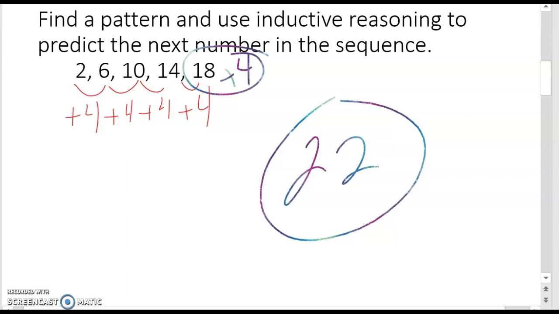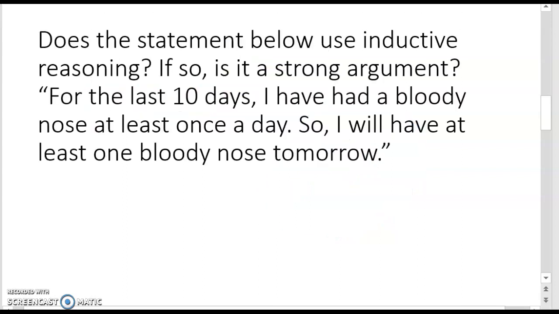That is the idea of how to use inductive reasoning. I found a pattern and then used that pattern to make or draw a conclusion. All right, now let's look at this one. Does the statement below use inductive reasoning? And if so, is it a strong argument? The statement is, for the last 10 days, I have had a bloody nose at least once a day. So I will have at least one bloody nose tomorrow.